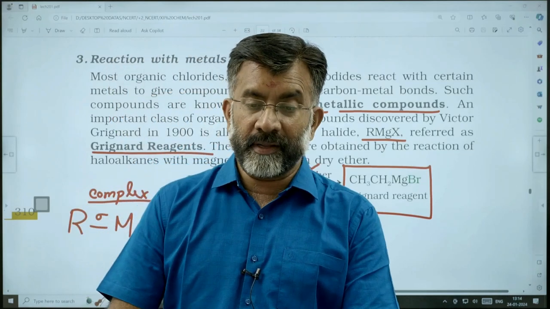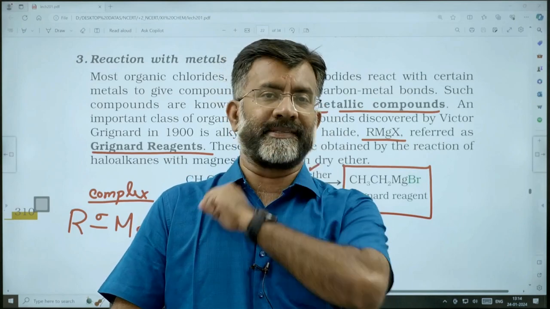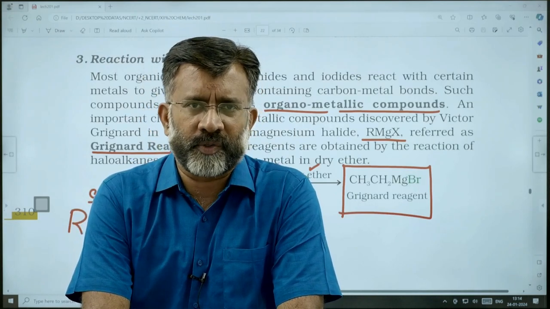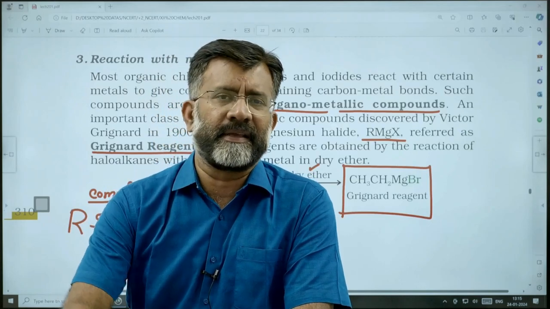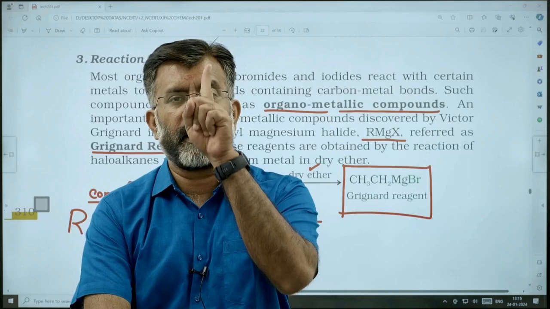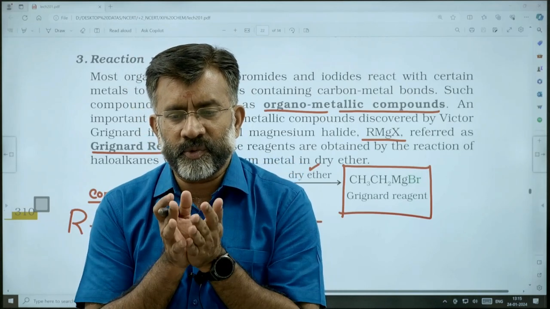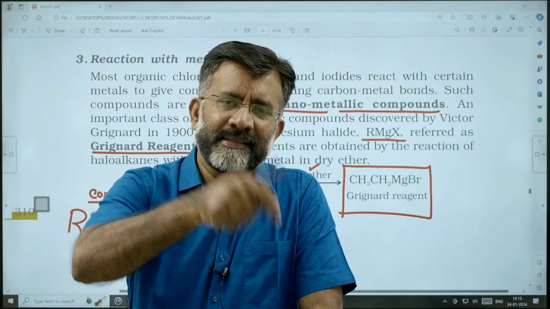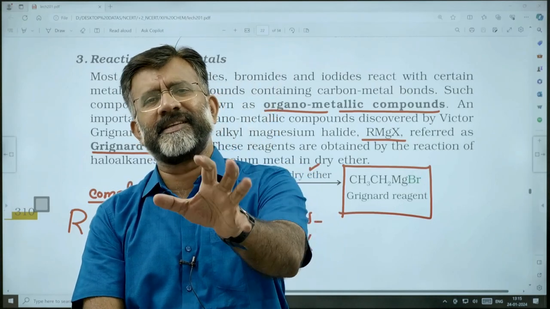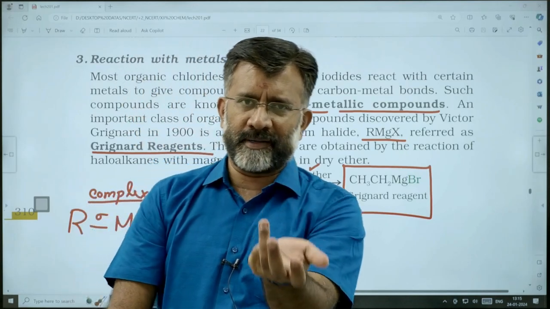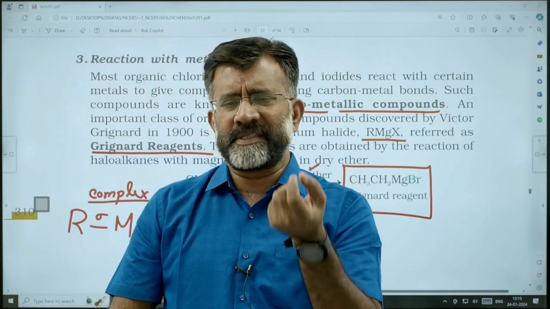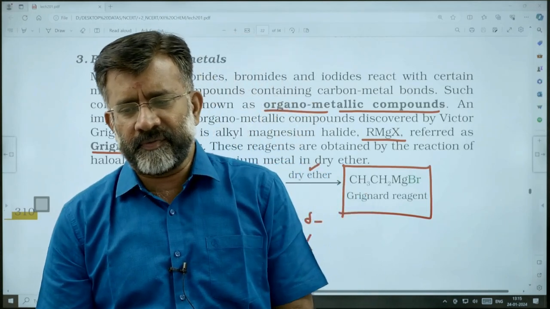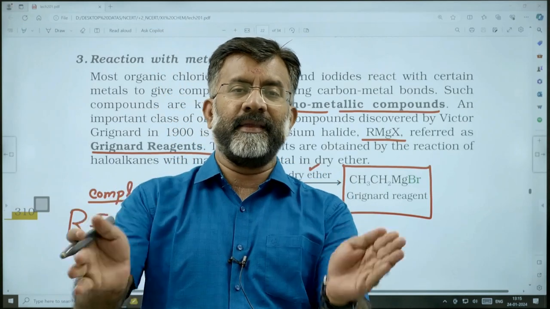But remember, that bond is highly sensitive to protonating agents. Suppose you take an acid or any substance which even feebly can produce protons, or any substance which can feebly show acidic character; the carbon magnesium bond is highly sensitive. So Grignard reagent must be used in dry condition. Grignard reagent is sensitive even to moisture: water, alcohol, or any compound which is even feebly acidic in nature. That's why we use Grignard reagent in dry condition, and that's why dry ether is used.